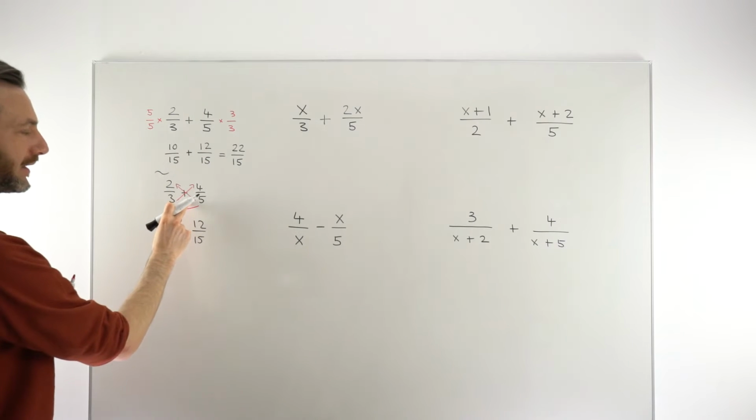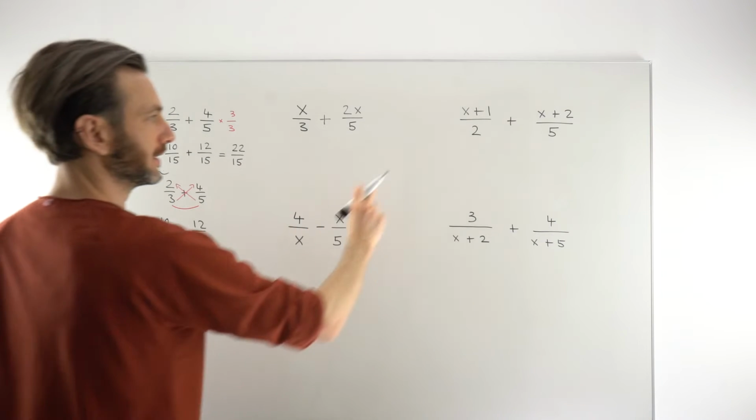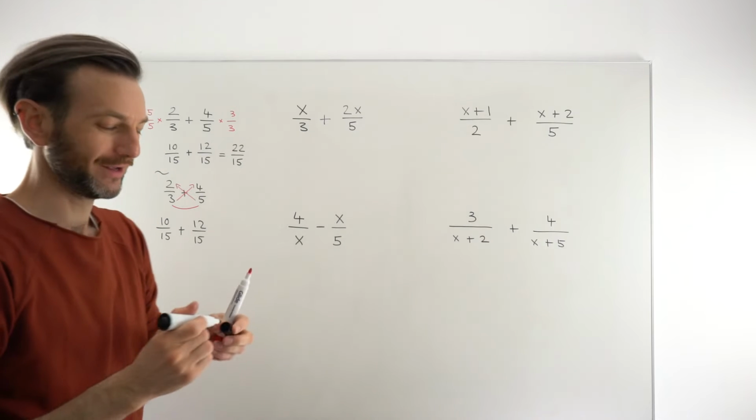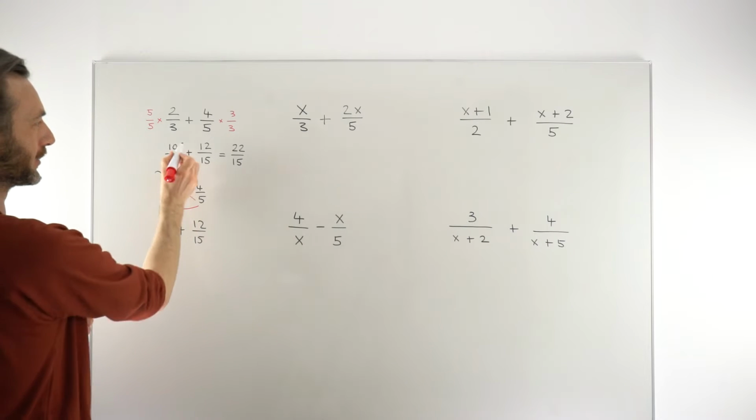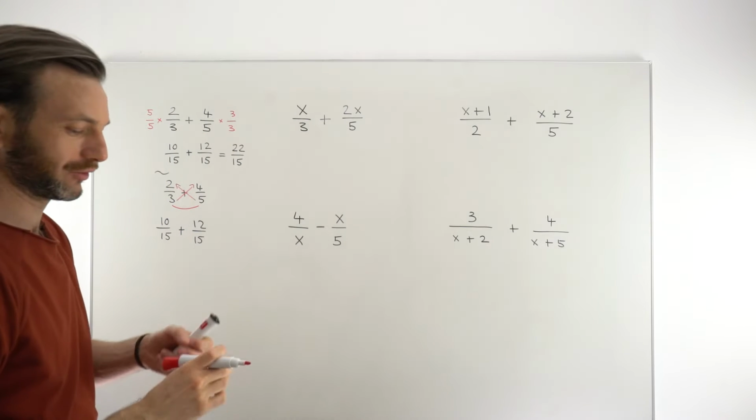Personally, I prefer this method. I think this is the method we'll go with in these examples, but they are the same thing. It's literally just a case of where do I draw my arrows? Do I do them going that way, or do I do them just going more straight across?